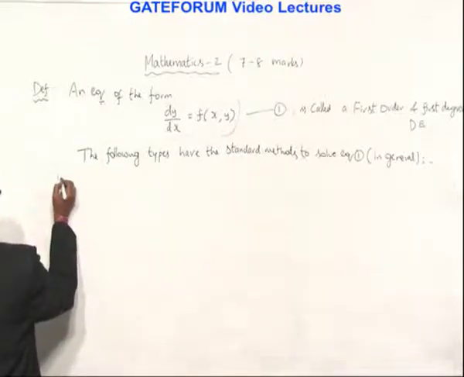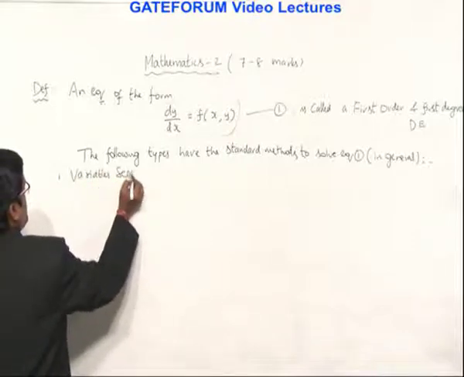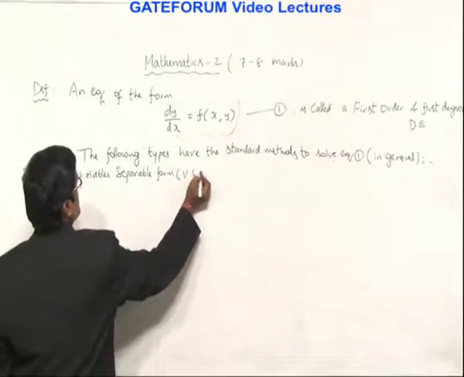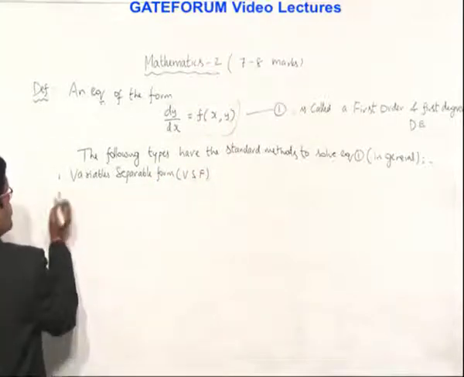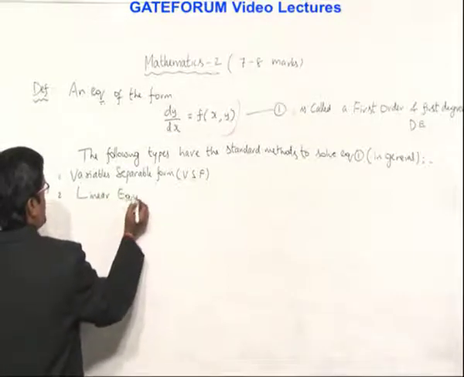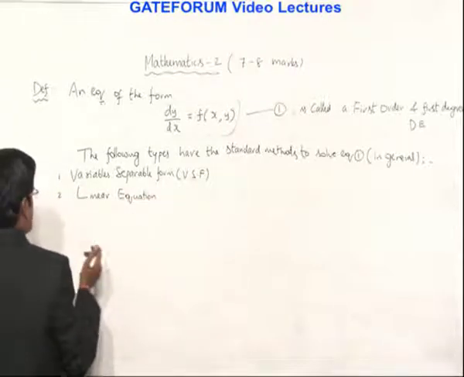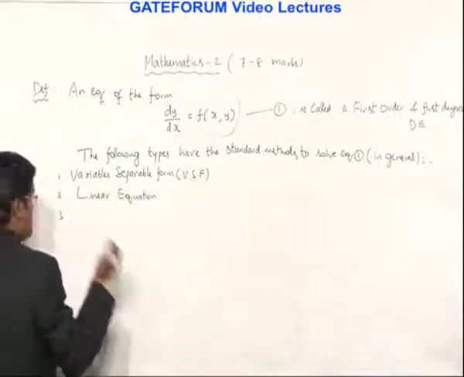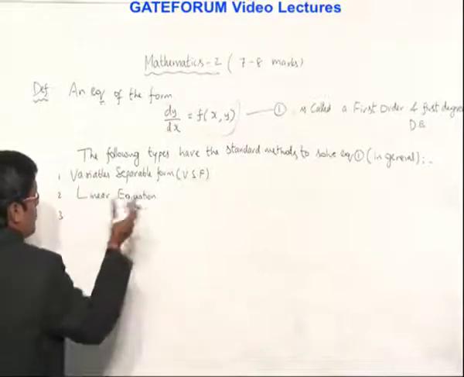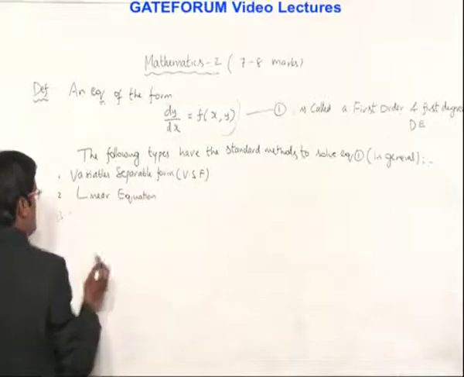Now in this one, 1, variables separable form, simply written or abbreviated as VSF. 2, linear equation method, which we already discussed as above, previous session. 3, linear equation definition, but I didn't discuss their method. Now we are going to discuss one by one type with the standard methods. Standard method means they have some procedure to get the solution of this equation 1.